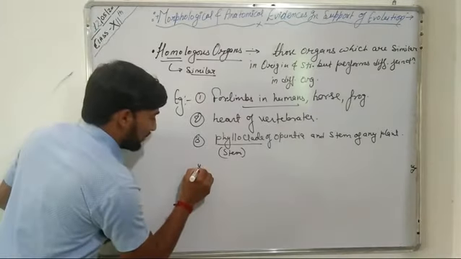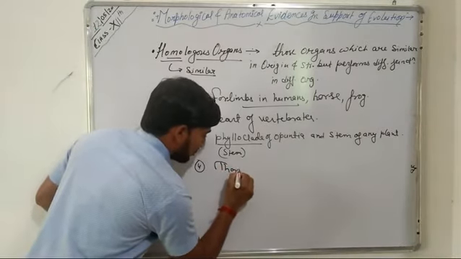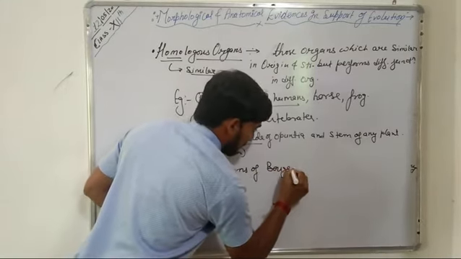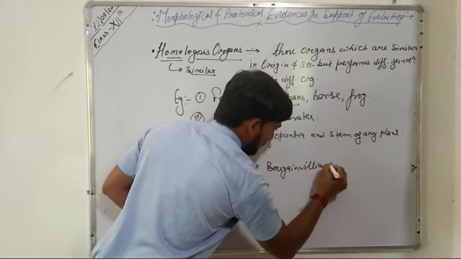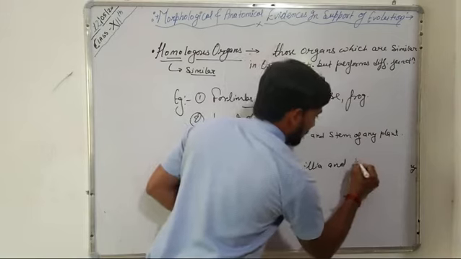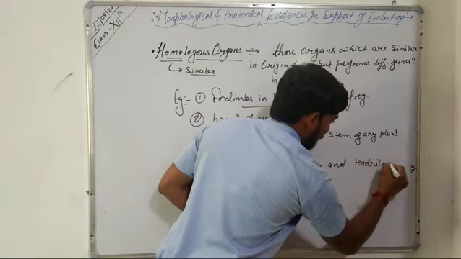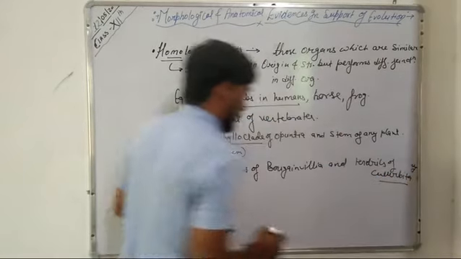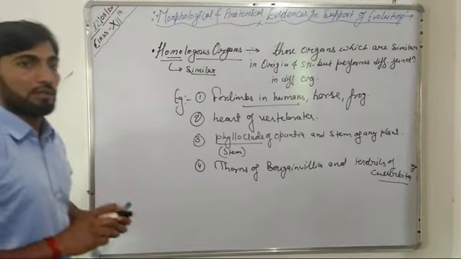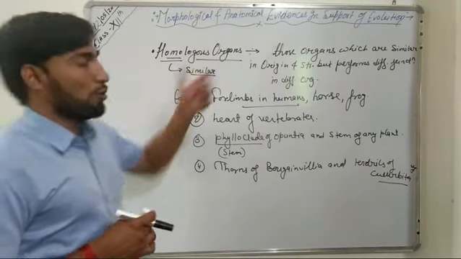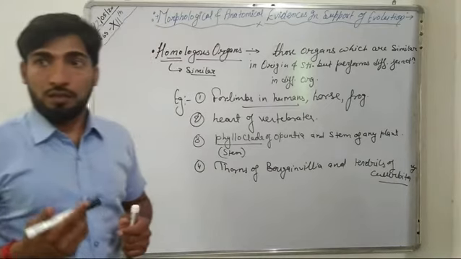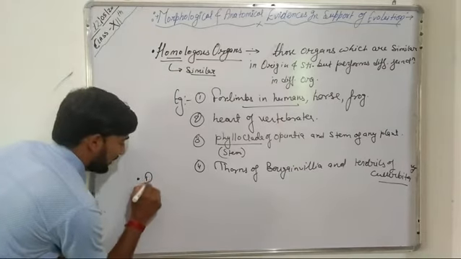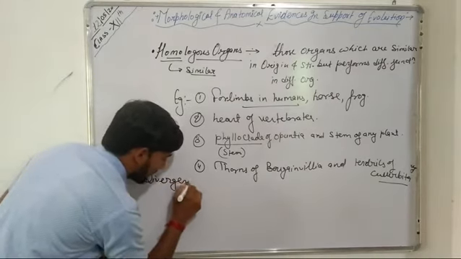Now another example is thorns of bougainvillea and tendrils of cucurbita. So these are also homologous organs. Now these homologous organs tell about divergent evolution. So these homologous organs indicate divergent evolution.